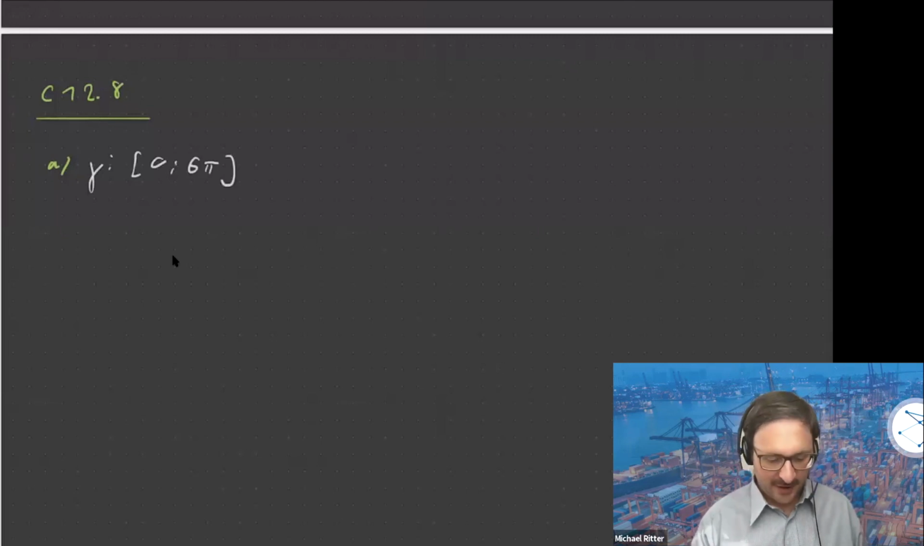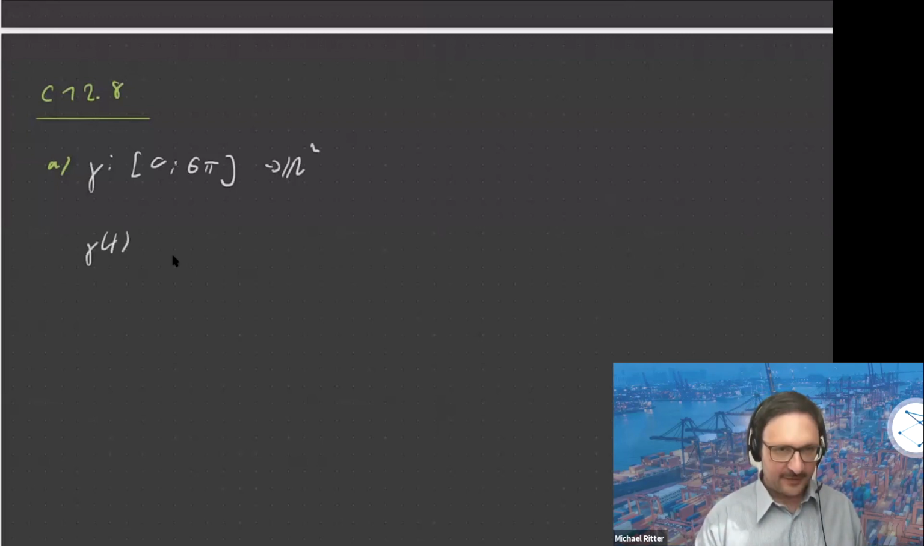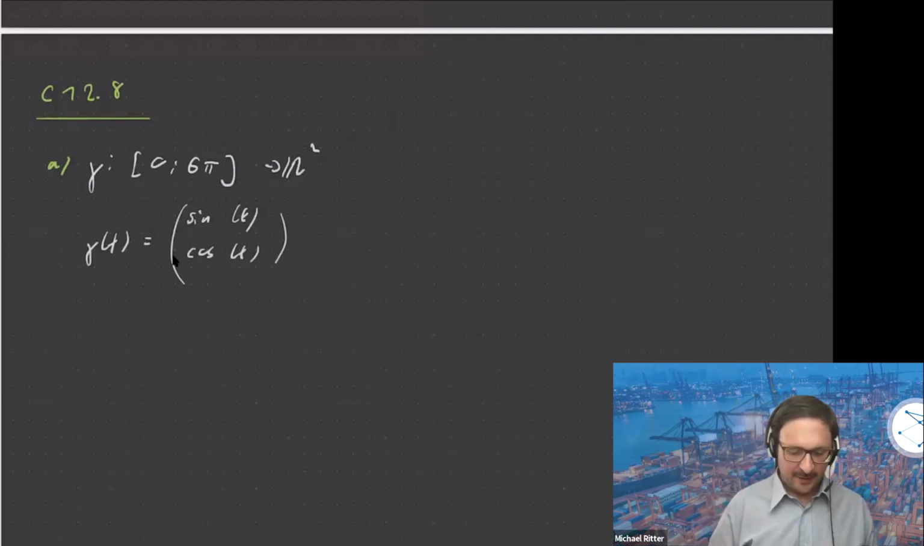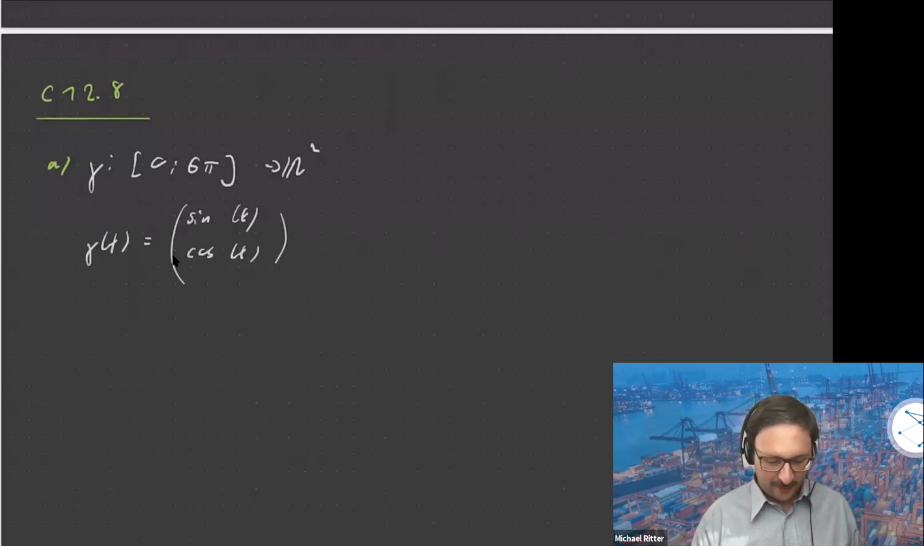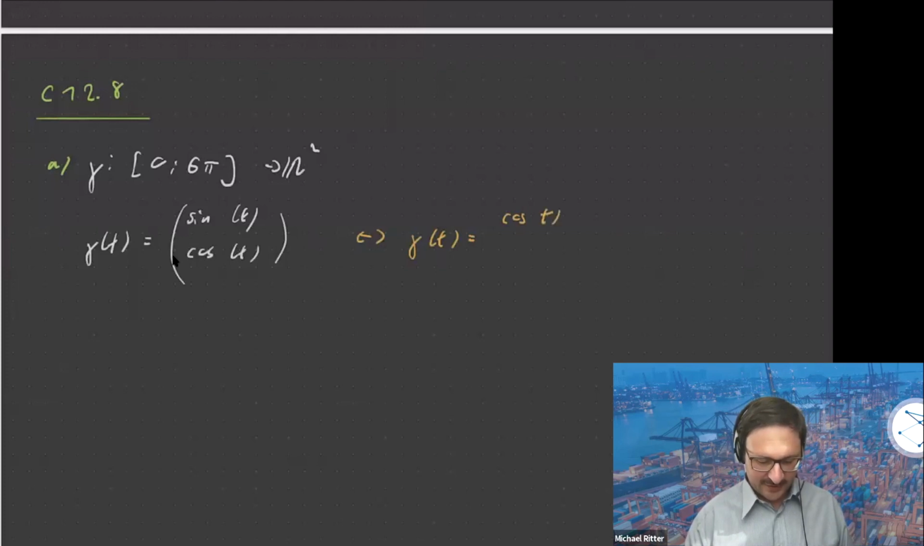So the first curve here is part A, gamma, with a parameter space from 0 to 6 pi, and it's going to be a curve in the plane, R2, defined as gamma of t equals sine t, cosine t. Now, there's one curve that you should know pretty well by now. That is the circle. And you know that the usual parametrization for the circle is this, cosine t, sine t.